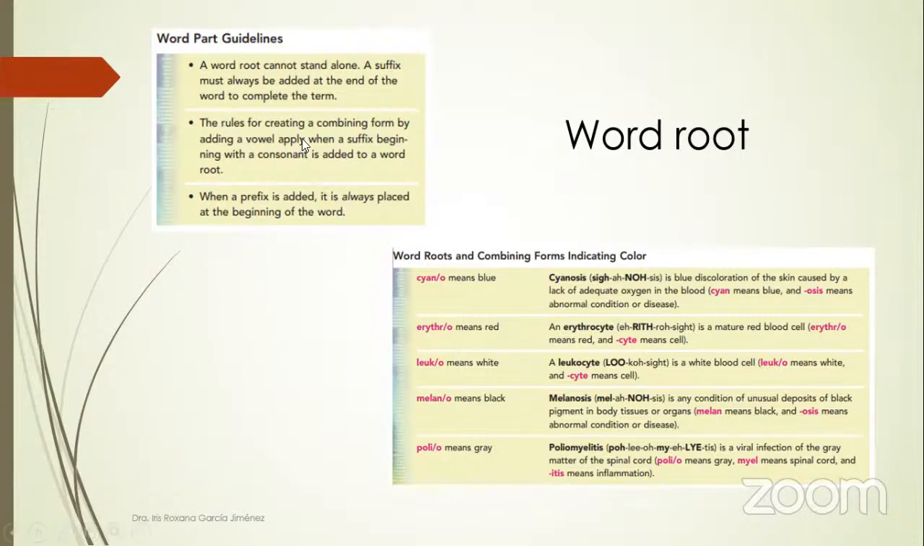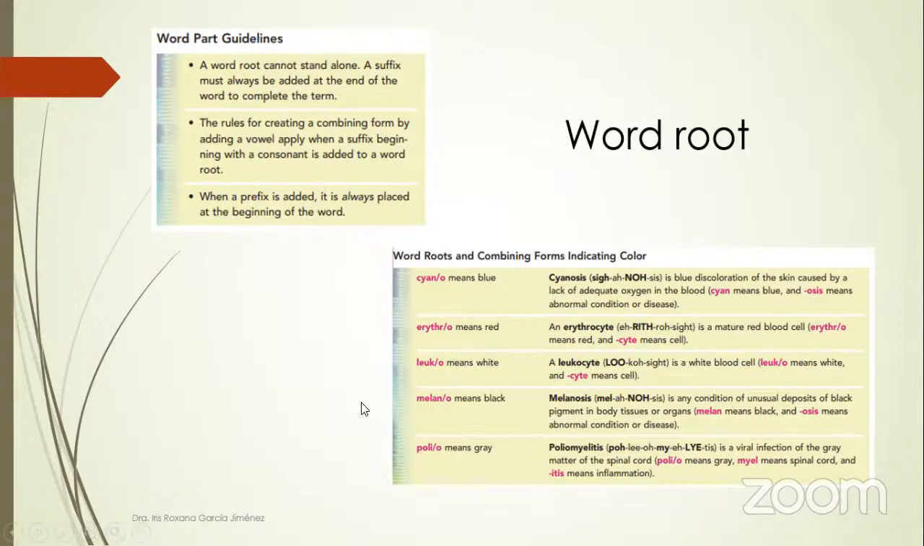The rules for creating a combining form by adding a vowel apply when a suffix beginning with a consonant is added to a word root. We are going to check some examples ahead. When a prefix is added, it always goes at the beginning of the word, of course, the same as in Spanish. That's why, with prefix and suffix, we understand meanings.